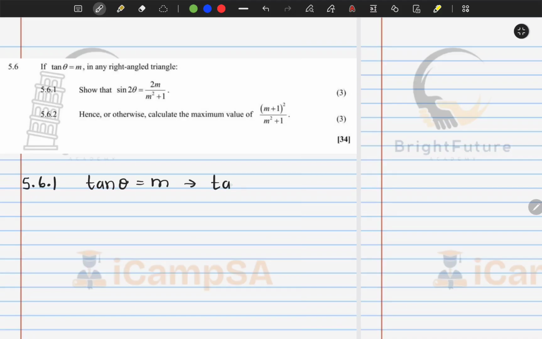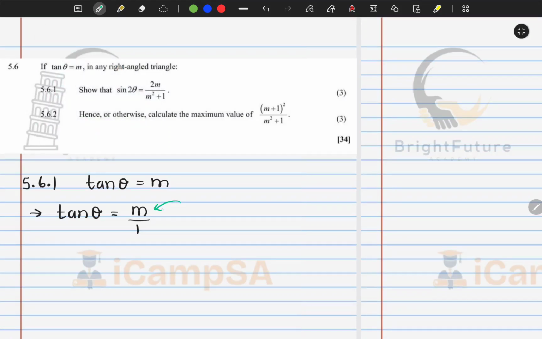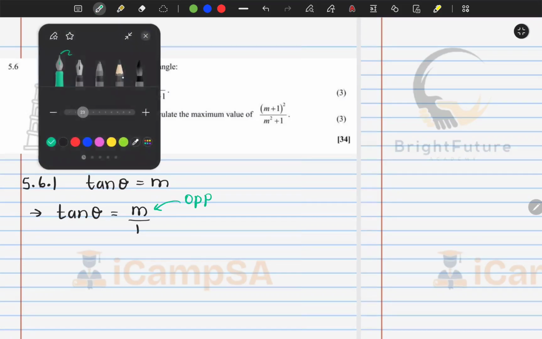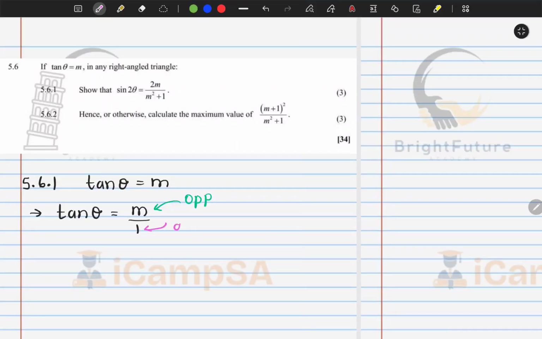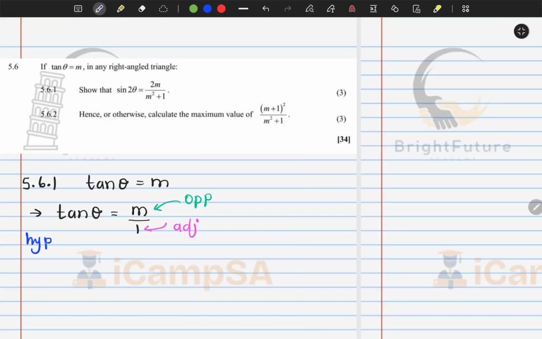But what I'm going to do is I'm going to need to see what is my opposite and what is my adjacent. Okay, so this here is very important because that numerator becomes our opposite side and that denominator becomes our adjacent side. And guess what? We are looking for now the hypotenuse because we'll work with sine. So according to Pythagoras, our hypotenuse squared will always be given by our opposite squared plus our adjacent squared, which means m squared plus 1 squared.